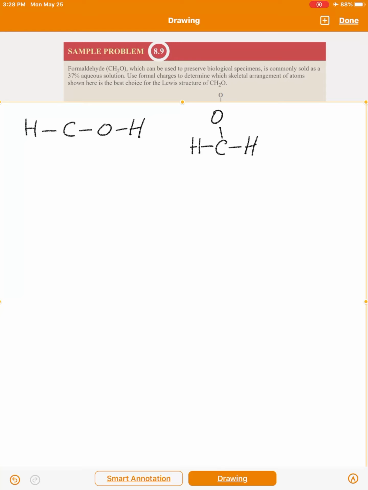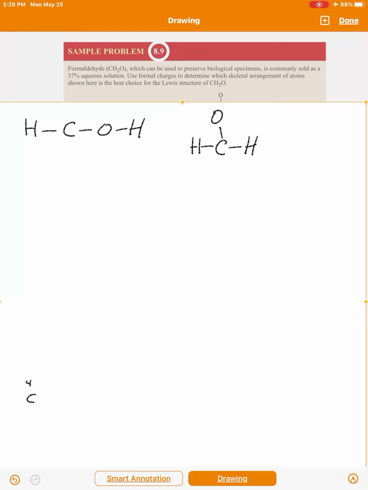Remember, formal charges closer to 0 are better. This is a neutral molecule, so all the formal charges should add up to 0. So they've done much of the work for us already. We just need to finish it up for them and then do formal charge. So let's count the number of valence electrons we would expect.